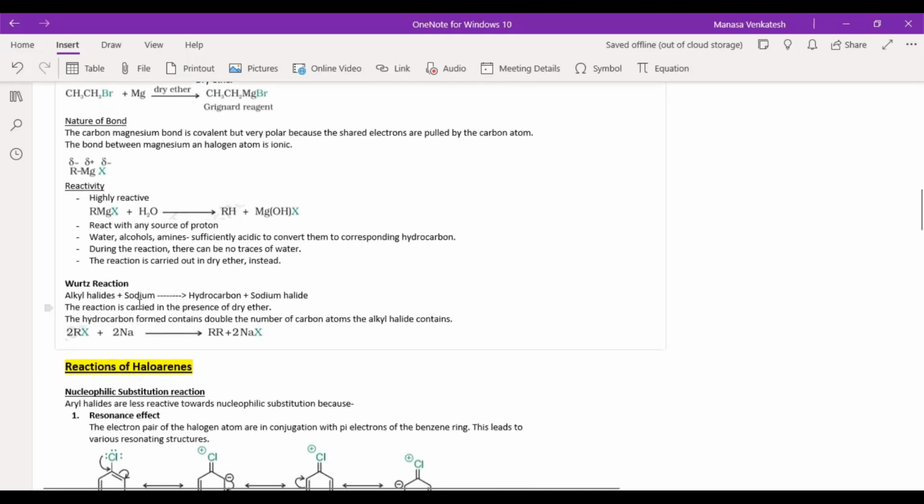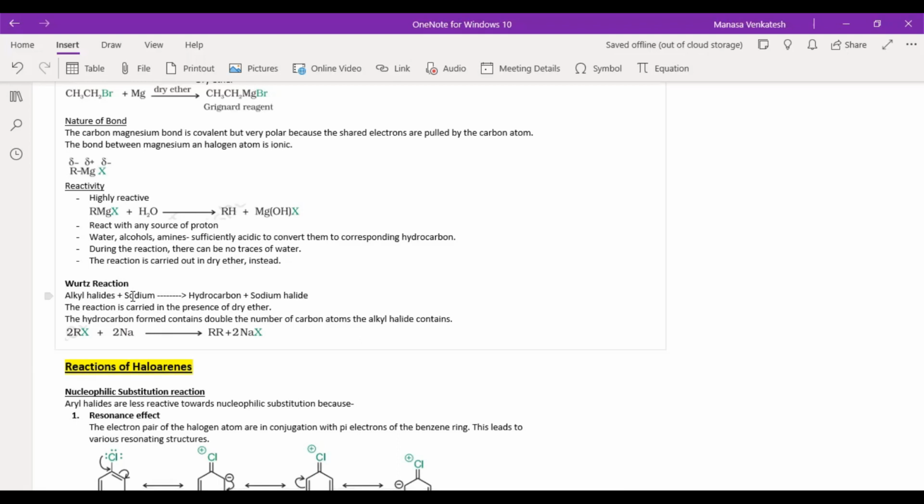The last one is the Wurtz reaction. Wurtz reaction is also carried out in the presence of dry ether, which means in the complete absence of water. In the previous case it was because of the reactivity of RMgX, and in this case, it's because of the reactivity of sodium. Sodium in the presence of water leads to an explosive reaction. That's something we don't want, right?